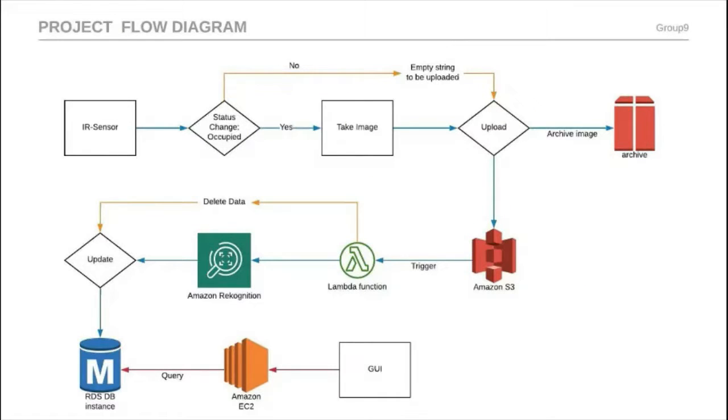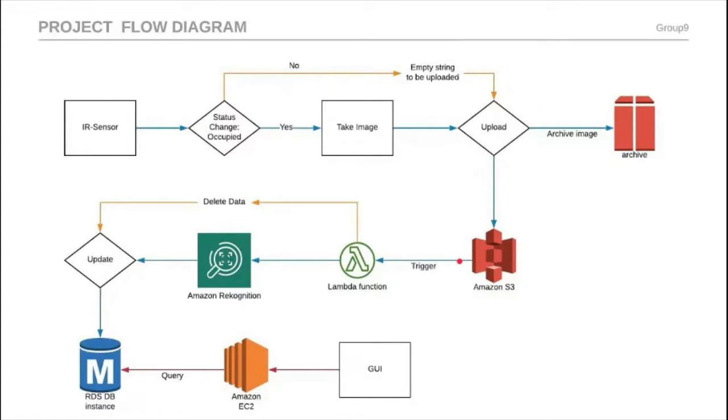If we have an overlook of the current system, you can see up the top here we have our IR sensor, or our IoT device, which is the Raspberry Pi. Once it recognises a change in the status, it determines if the parking is occupied or not. If it is, it takes an image and uploads it to an Amazon S3 bucket. It also uploads an archive image into the archive that we have here. If the car park is not occupied, then an empty string is uploaded to the S3 bucket.